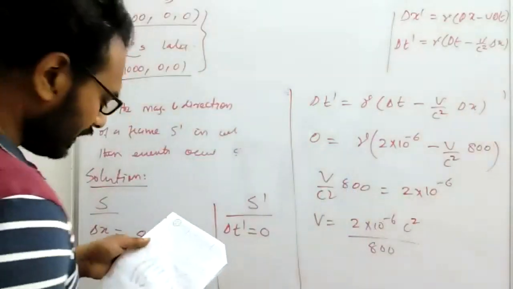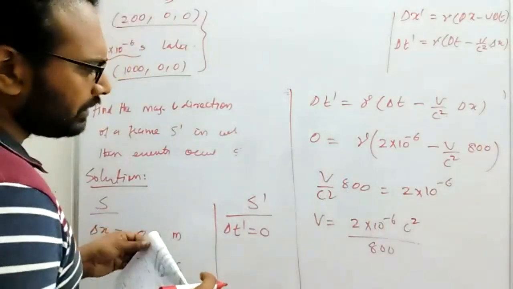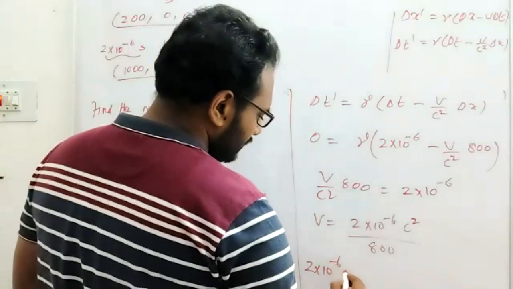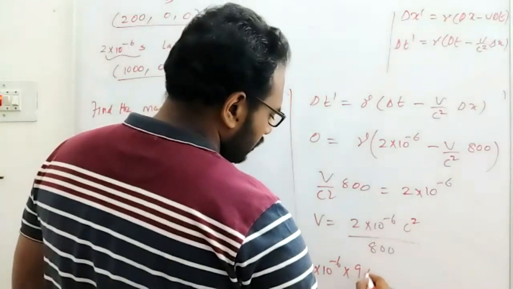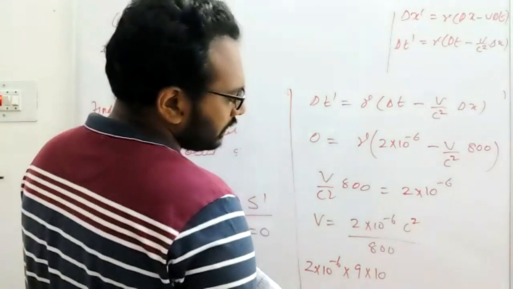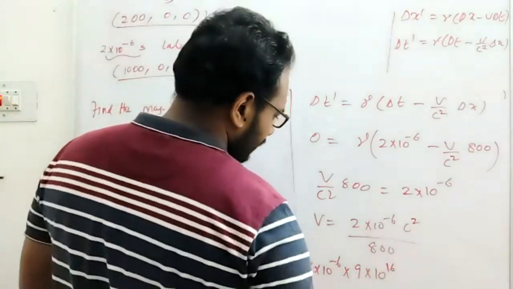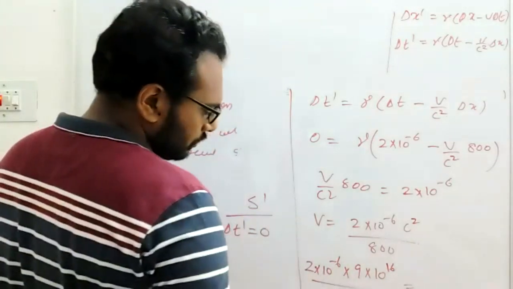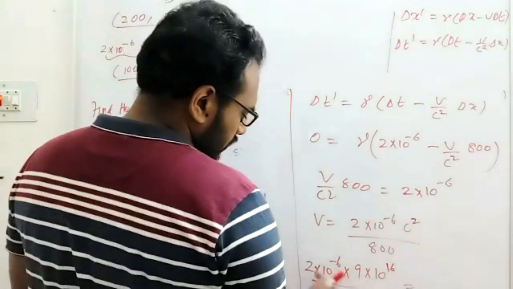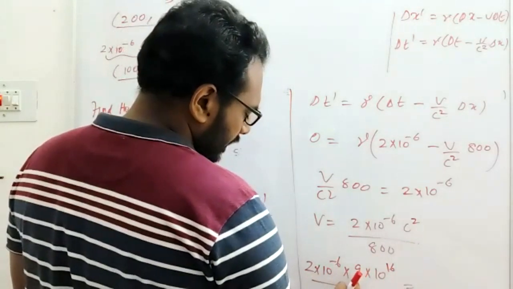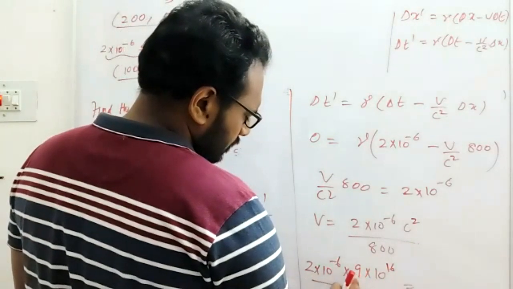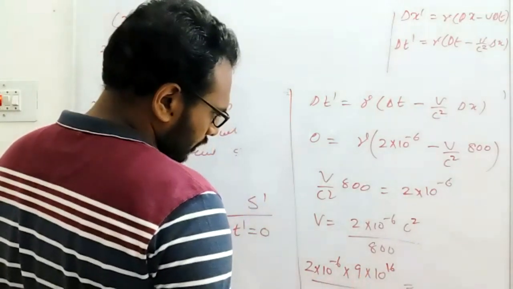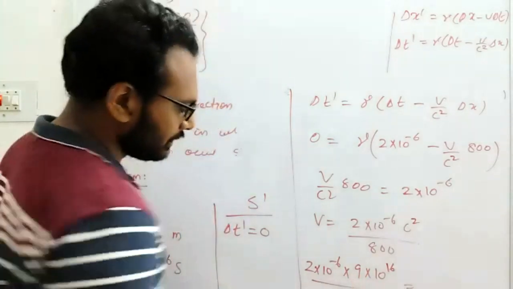You just solve this and you'll get the answer. Okay. So what would be the answer? We can just solve it. I think it's easily done. 2 into 10 raised to minus 6, 3 C square is 9 into 10 raised to 16, am I right? Divided by 800. Okay, so that's equal to, is it easily done? I think we can write it, right?